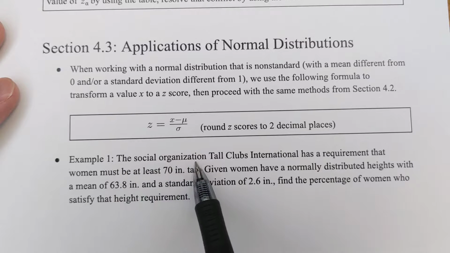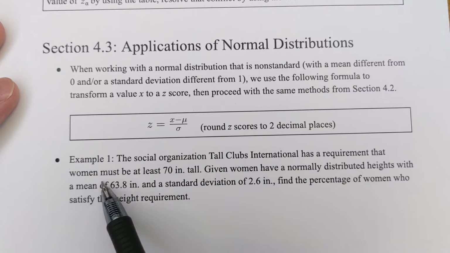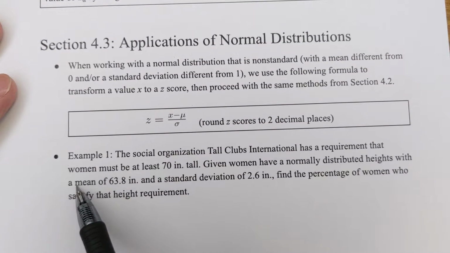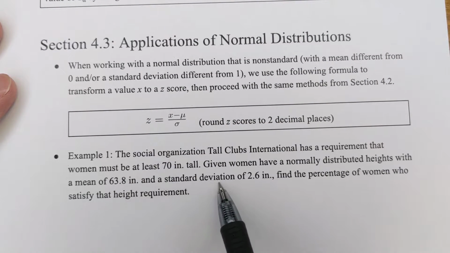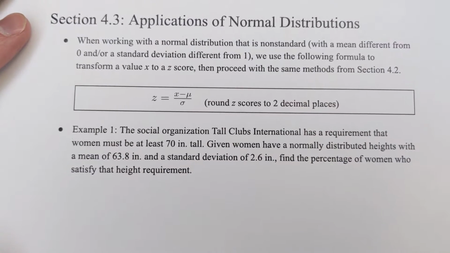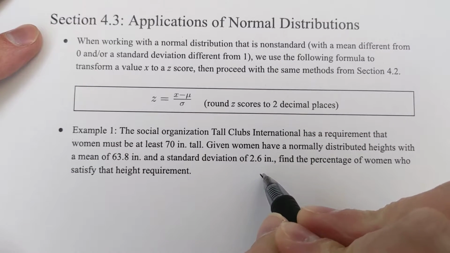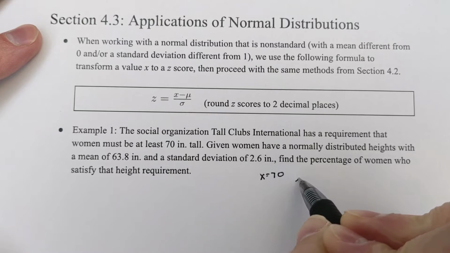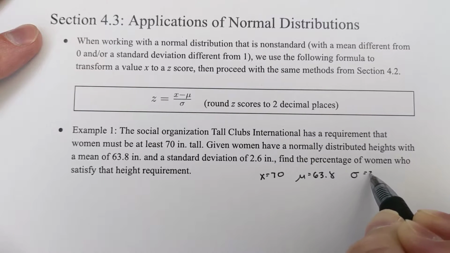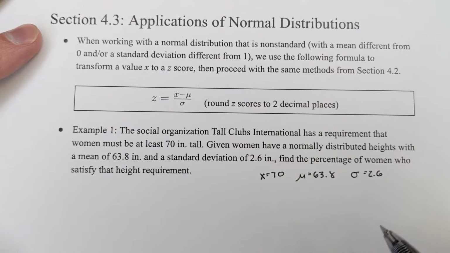The social organization Tall Clubs International has a requirement that women must be at least 70 inches tall. Given that women have normally distributed heights with a mean of 63.8 inches and a standard deviation of 2.6, find the percent of women who satisfy that height requirement. So I need to convert my x value, which is 70, using my average and my standard deviation, into a z-score.